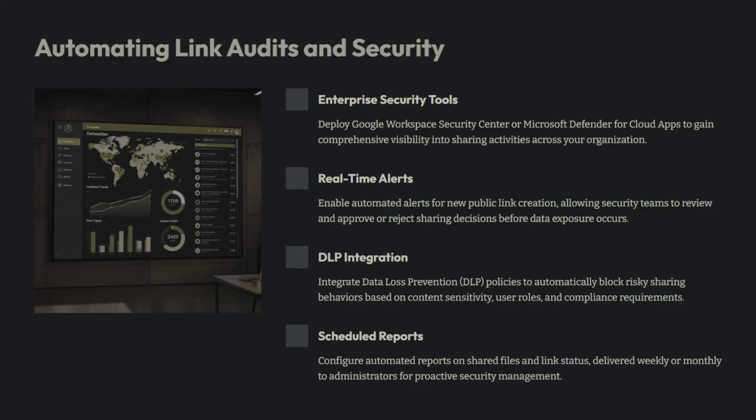And you can go further. You can integrate DLP, or data loss prevention, policies. DLP means you set up rules that automatically scan content, looking for things like credit card numbers, HIPAA-protected patient data, proprietary source code, and then automatically block sharing if the file is too sensitive. So the link can't even be created if the system detects sensitive data.